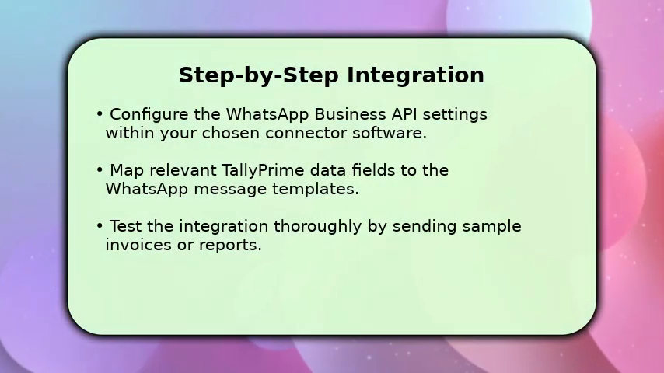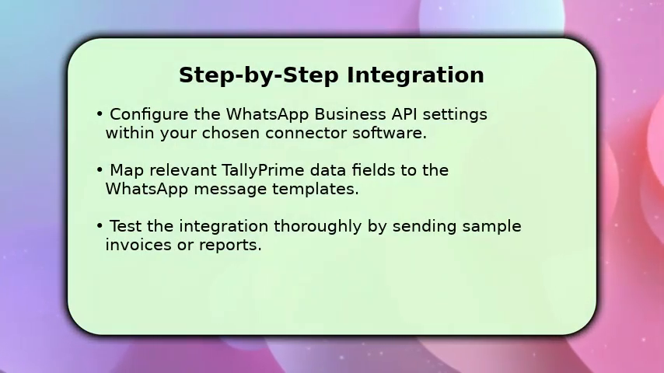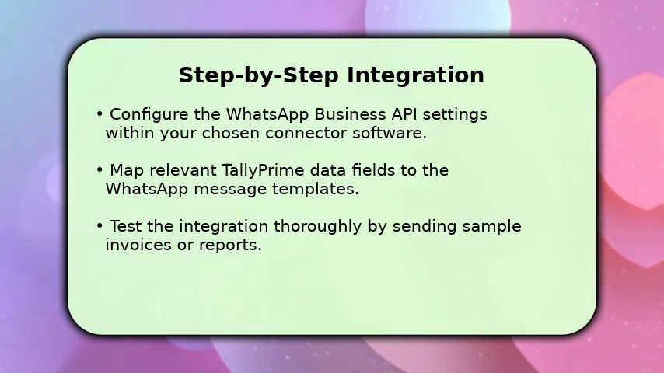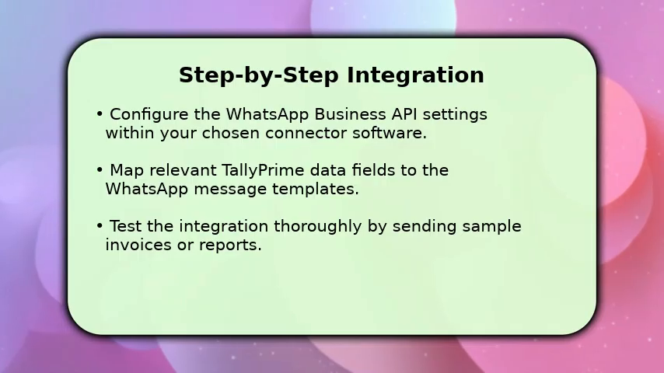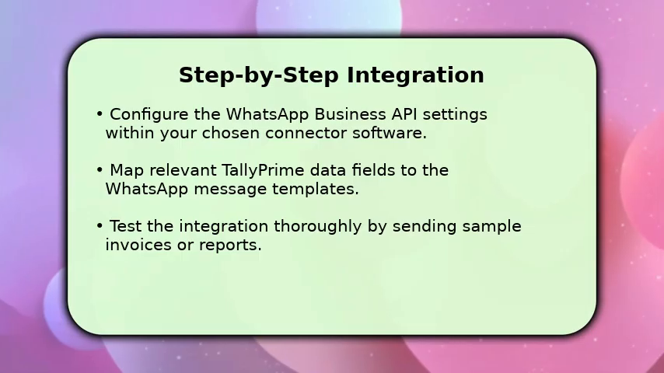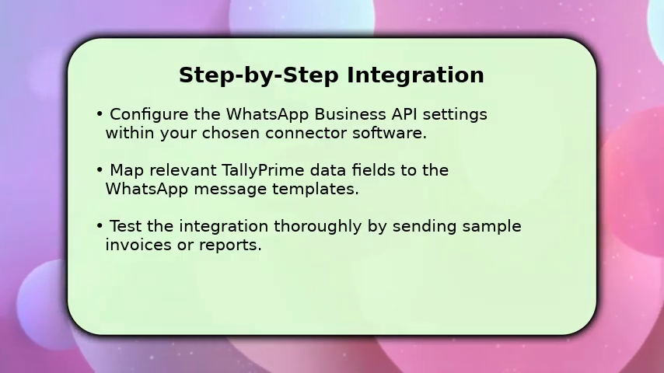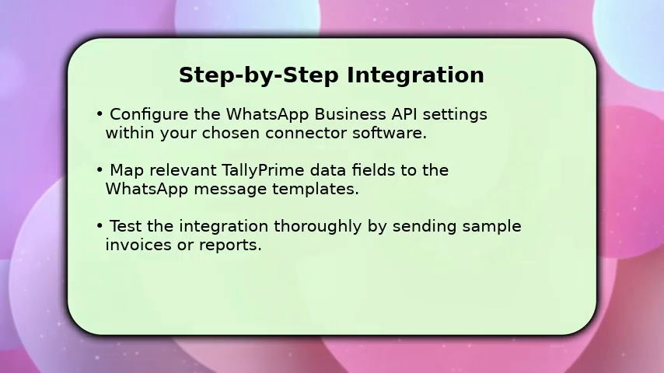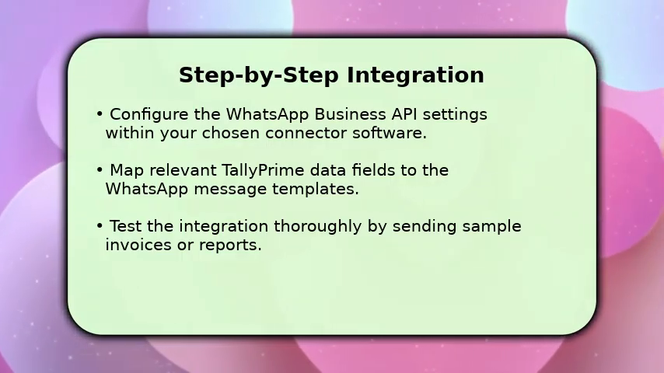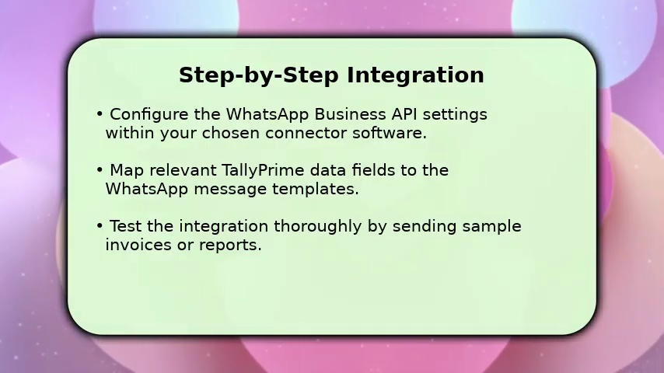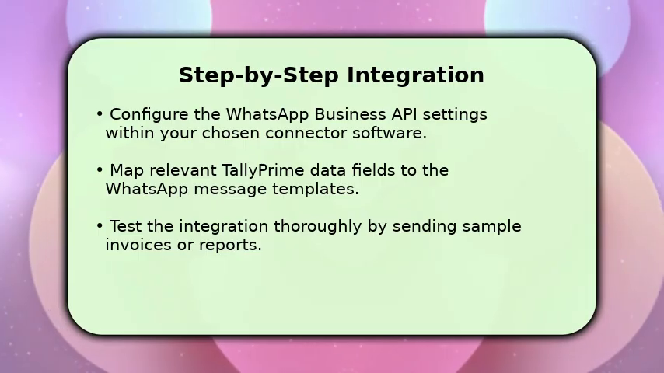Now, let's walk through the actual integration steps. Begin by configuring your WhatsApp Business API settings within your chosen connector application. Next, carefully map the specific data fields from Tally Prime, such as invoice numbers or customer names, to your WhatsApp message templates. It is crucial to test the integration thoroughly by sending several sample documents, like invoices or payment reminders. Address any issues immediately to ensure a reliable and efficient connection.